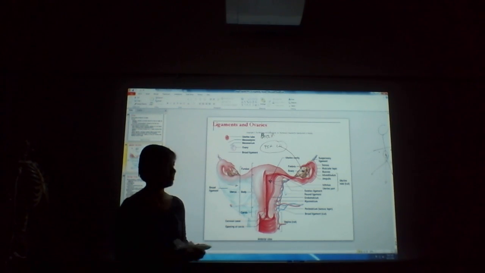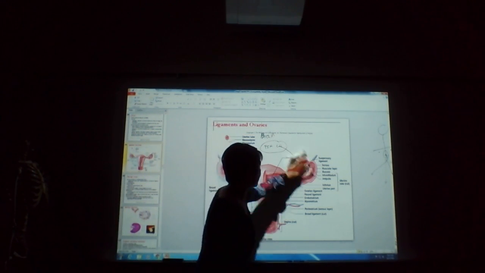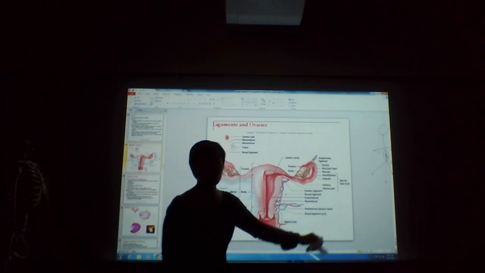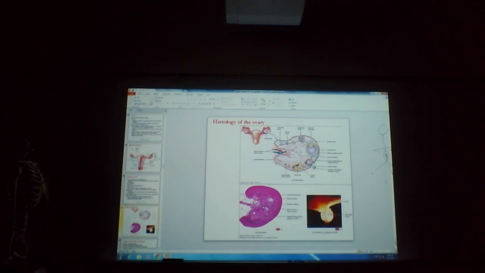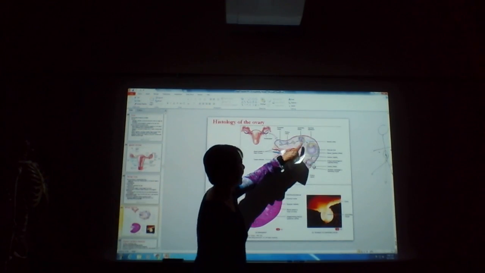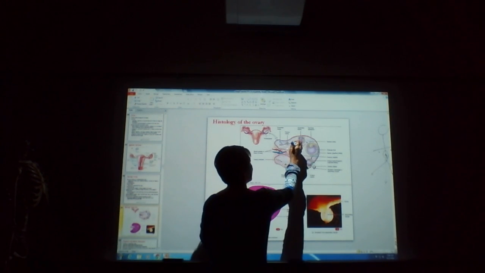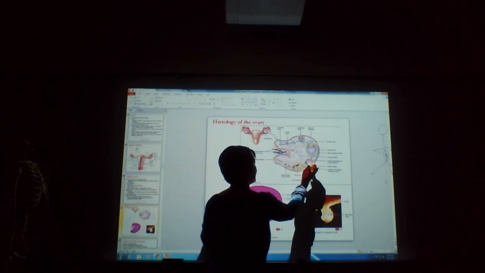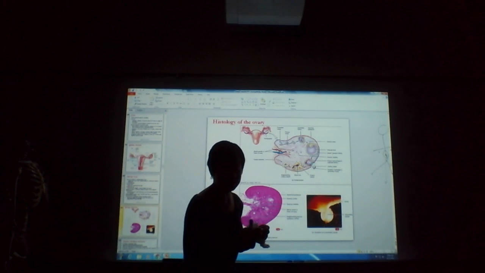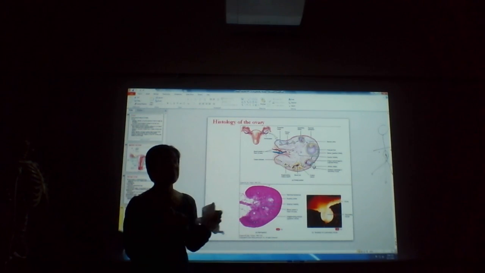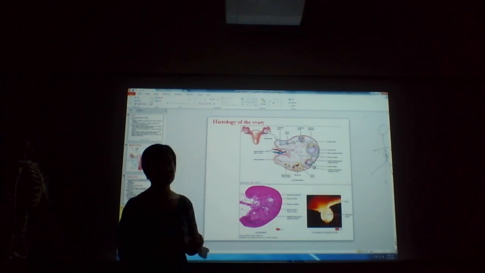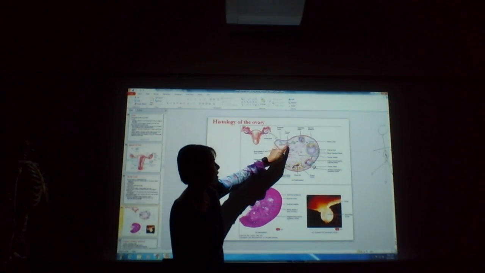Everybody? Okay, so let's look at the ovary further. We know what is going on with that little egg. The egg is right there. That tiny dot is the egg. We just looked at what's going on with that little egg, the meiosis, it proceeds, etc. Now let's look at the cells that surround it.